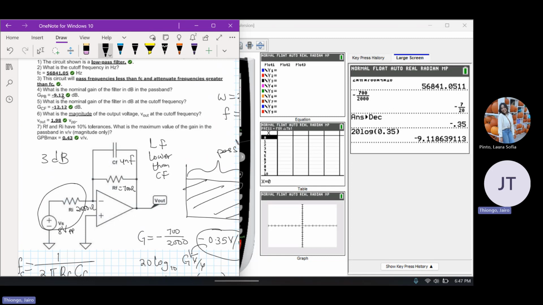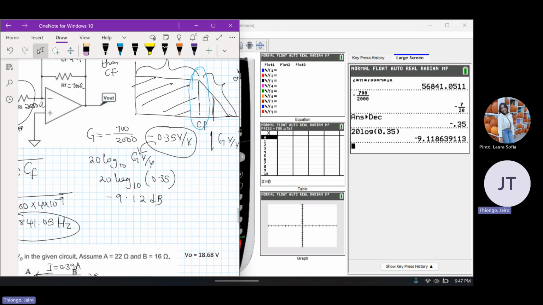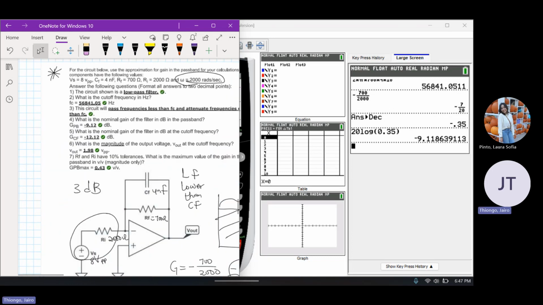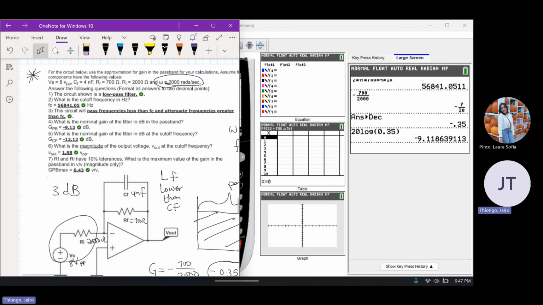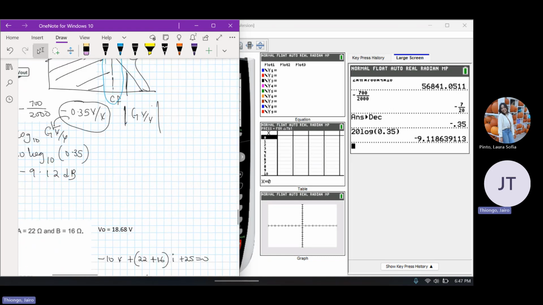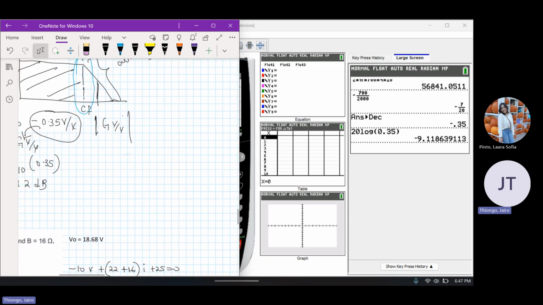So we already have minus 9.12 here from solving using that route. Instead of going through the longer route, in case you forget, you already have the cutoff frequency here, 56,841. So you would have to find the gain at cutoff frequency, which would be ZF over RI. Why ZF?